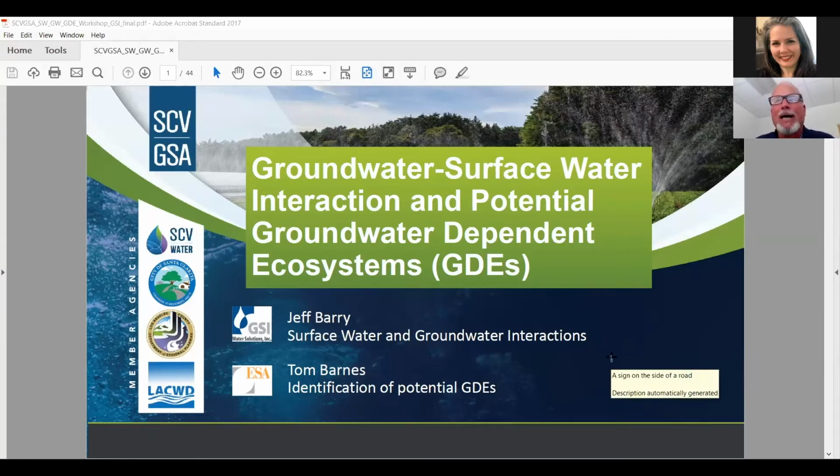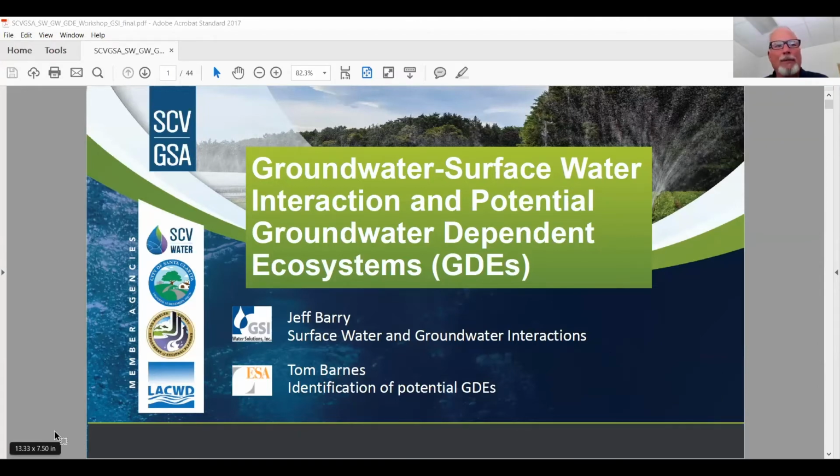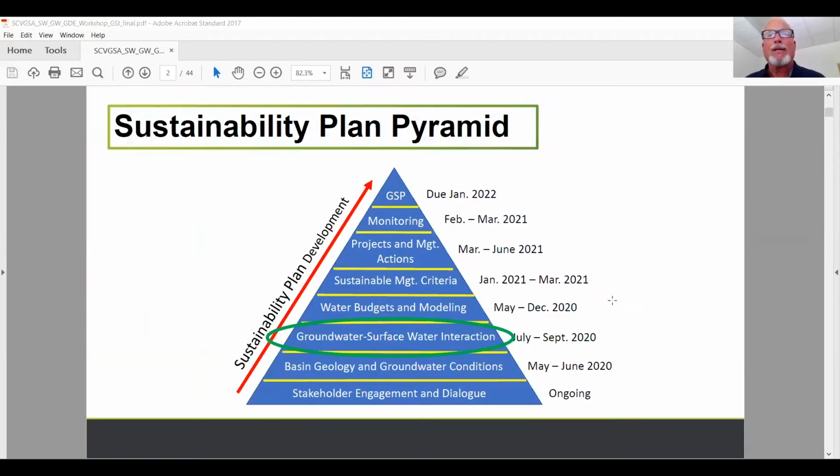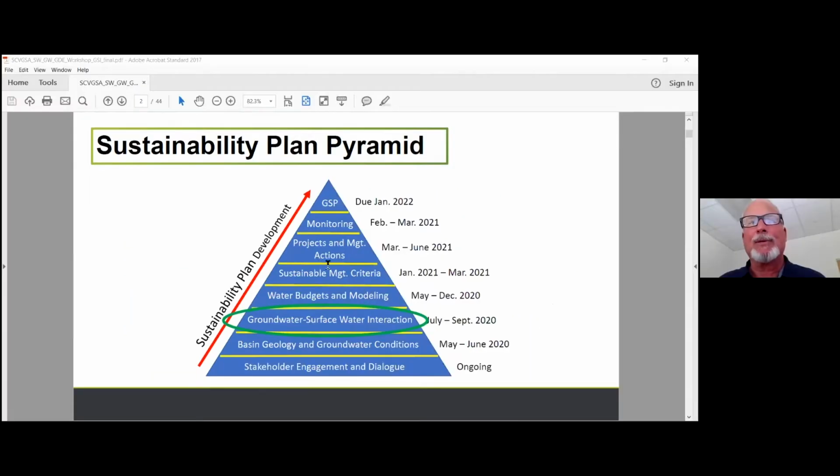All right, so we've got a combined presentation, groundwater, surface water interactions, and potential groundwater dependent ecosystems, or GDEs. You may recall this from our last workshop where we talked about the basin geology and groundwater conditions. This workshop is focused on the groundwater, surface water interactions and GDEs, and then the future workshops you can see here stacked in this pyramid as we move toward getting the GSP prepared. So we look forward to your input. It's all based on a foundation of having the stakeholder engagement and dialogue.